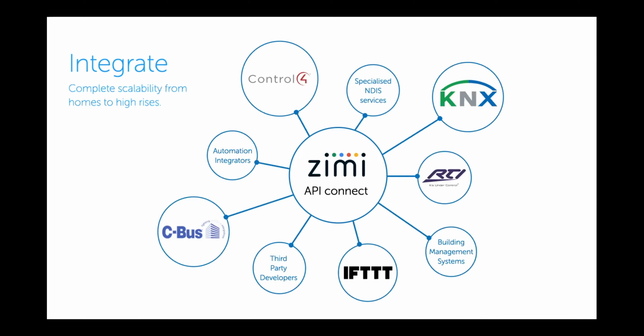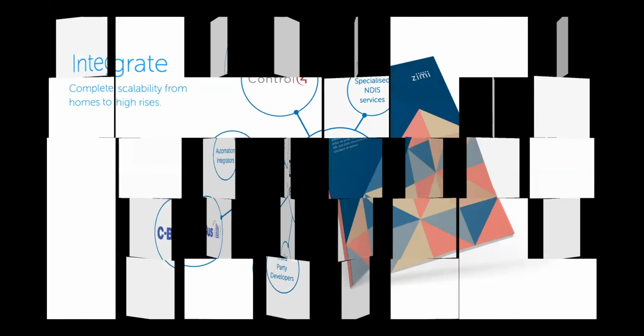The beauty of the Zimmi API Connect is if you prefer to use your own backend, if you're installing Control4, or you've got KNX in a building, or you've got C-Bus in an existing installation and you want to add some of the Powermesh products, the API gives you your own way of doing your own programming. So if you want to write your own software, you want to write your own integration, it's all available there.